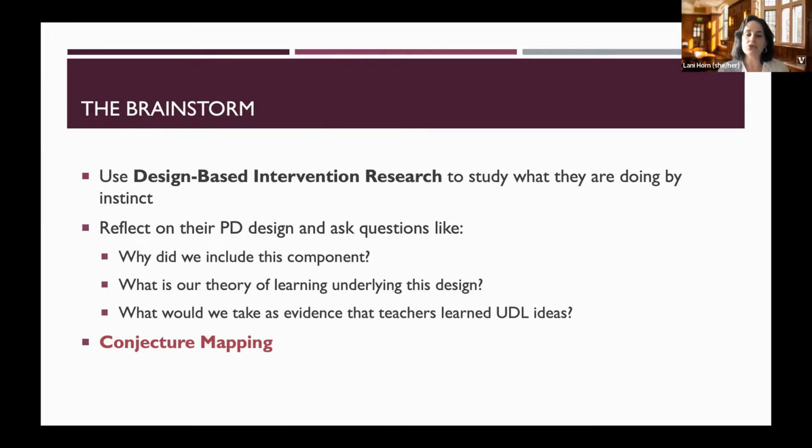Then, because they were so clear on their particular learning goal, I asked them to see if their team could specify what they would take as evidence that teachers learned UDL ideas. Like, what would they look for as designers of this PD intervention to say, aha, yes, they really do understand UDL? And this is a process called conjecture mapping.